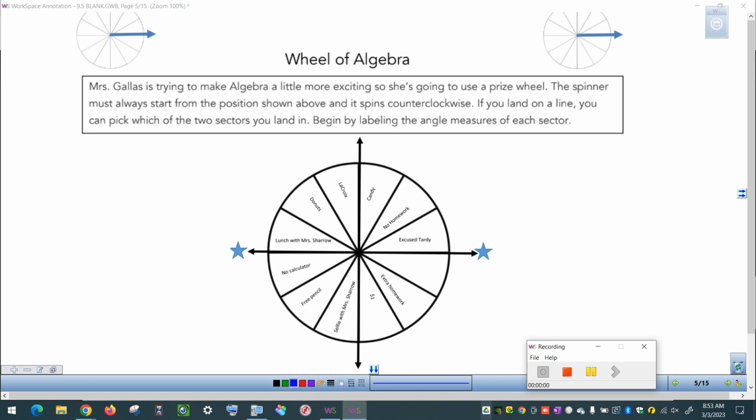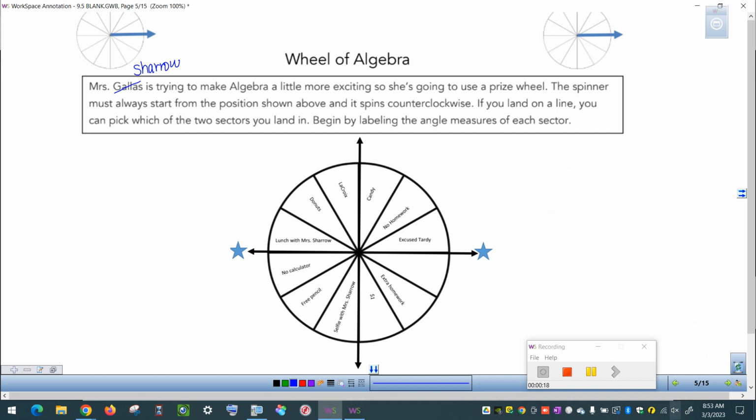Our lesson today is called the Wheel of Algebra. We're going to make a few adjustments here with the teacher's name that is listed. We're going to pretend like it says Miss Cheryl. So it says Miss Cheryl is trying to make algebra a little more exciting, so she's going to use a prize wheel.